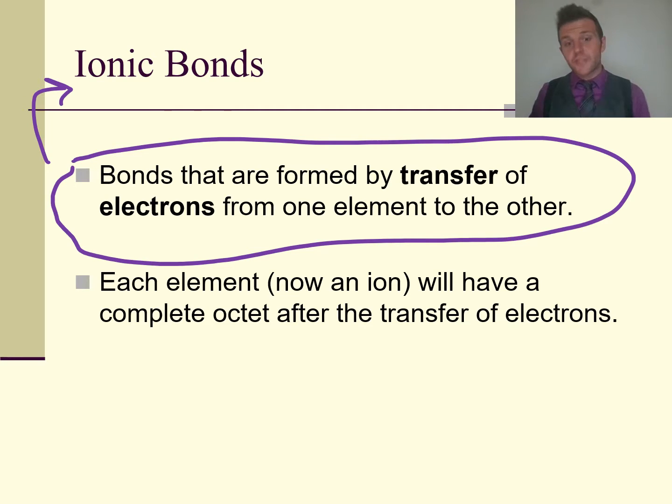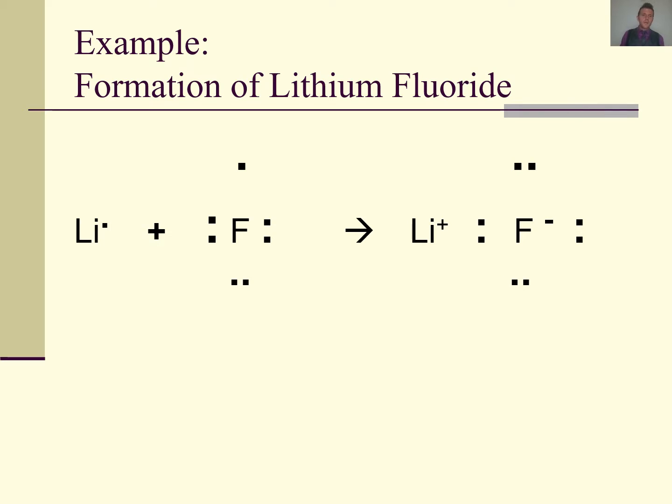Each element is now an ion and will have a complete octet after the transfer of electrons. Here is an example. What I'm seeing here is lithium has 1 valence electron. Oops, misspelled valence.